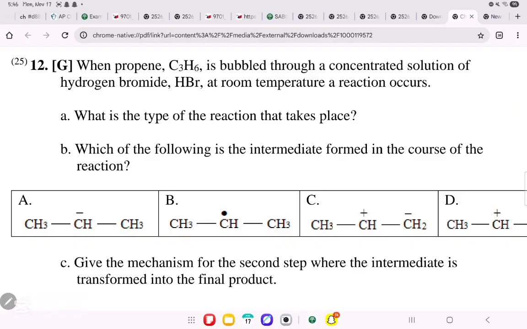When propene, C3H6, is bubbled through a concentrated solution of hydrogen bromide at room temperature, a reaction occurs. So whenever we have an alkene and then we have anything with a halogen, what type of reaction will occur? A hydrohalogenation reaction will occur. Now, this type of reaction is called what? It's called an electrophilic addition. So, an alkene in the presence of a halogen, what will happen? It's called a hydrohalogenation, or in another term, electrophilic addition.